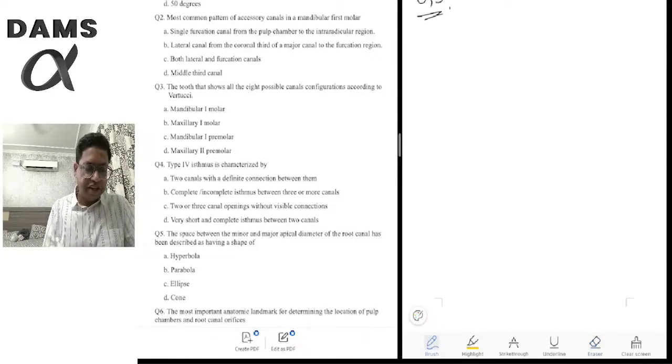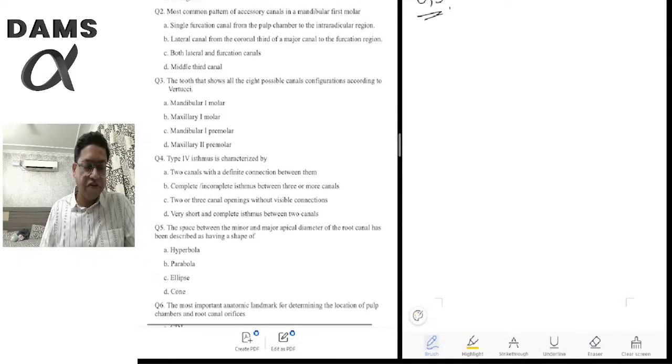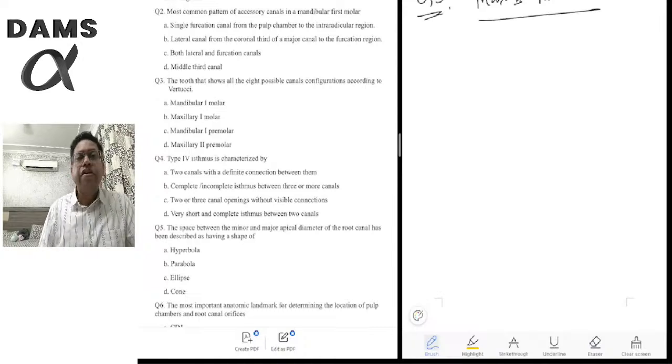Question number 3. The tooth that shows all the 8 possible canal configurations according to what you see is: mandibular first molar, maxillary first molar, mandibular first premolar, or maxillary second premolar. It is a straightforward question. If you remember, it is maxillary second premolar that has shown all the possible 8 canal configurations. So the answer to question number 3 would be option D, that is maxillary second premolar. This is something you have to remember.